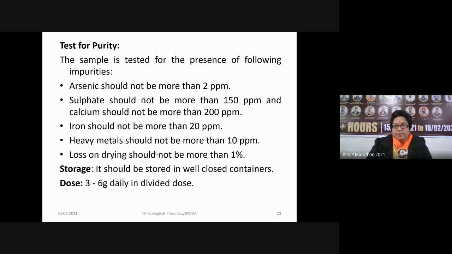जैसे आप किसी कंपाउंड को आप ड्राई कर रहे हो, इसको अमोनियम क्लोराइड को, तो उसका जो लॉस है मतलब 1% तक की गुंजाइश है. It should not be more than 1%. स्टोरेज, as I have already told you, it should be stored in a well closed container, tightly closed container, क्योंकि it will easily absorb moisture as it is highly hygroscopic in nature.